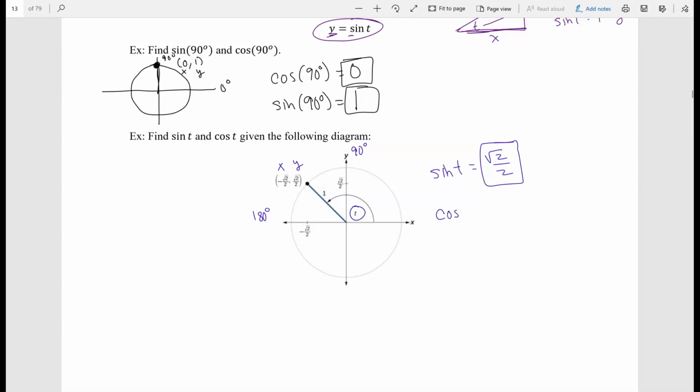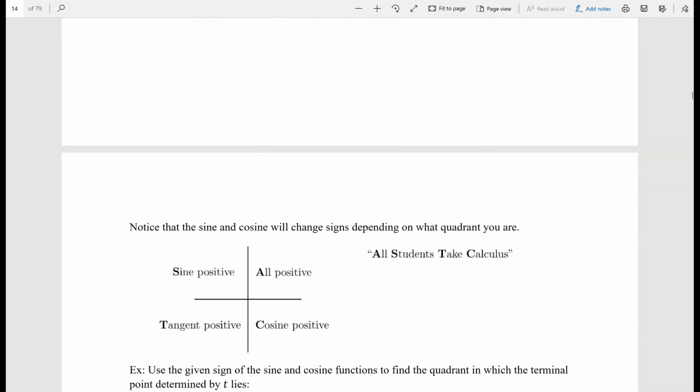The cosine of t is going to be equal to the x value. That's going to be negative square root of 2 over 2. Okay? And that's it. All right, so now let's go down.